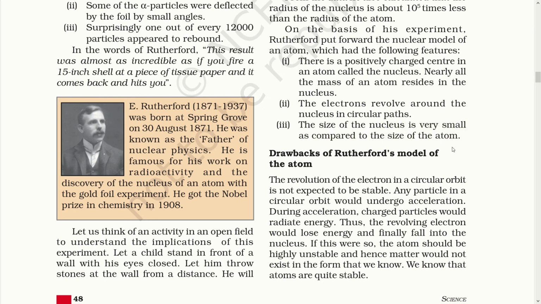But Rutherford's model was also not totally correct. There were some drawbacks. The first drawback was the revolution of the electron, which did not allow any atom to be stable. As any particle in a circular orbit would undergo acceleration, this acceleration would radiate energy. Thus, the revolving electron would lose energy and finally fall into the nucleus. But if Rutherford's theory was true, matter would not have existed in the form that we see around us. Because if there was no atom, there was no matter.